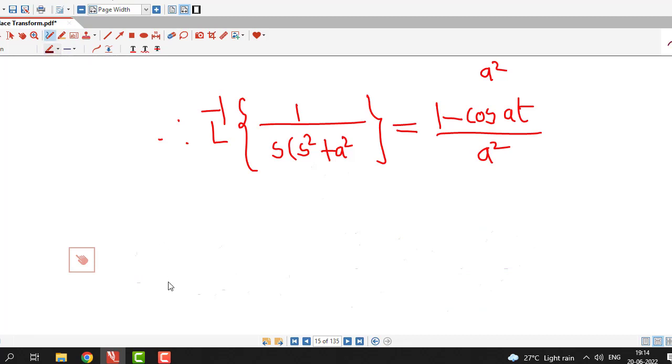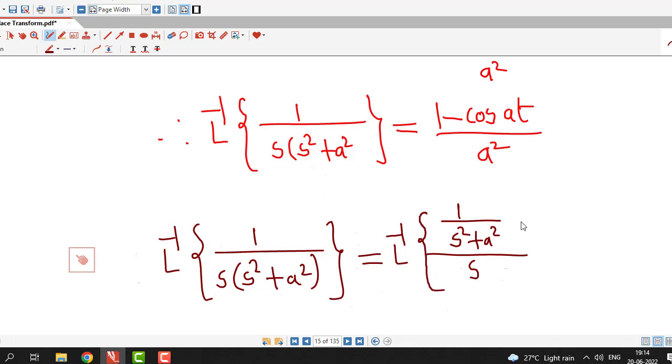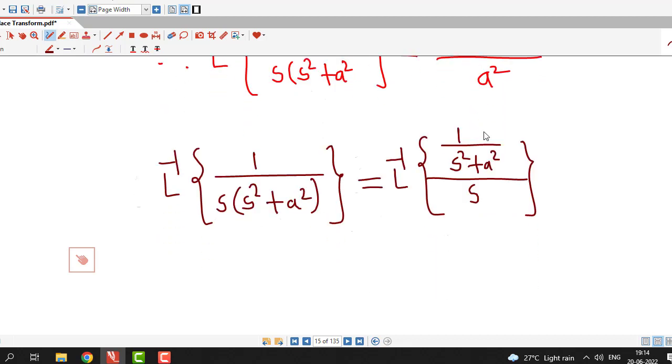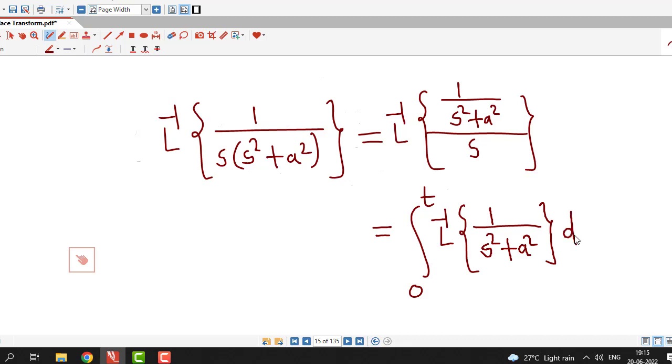What we have done simply here is integrating the inverse Laplace transform of f of s. If you understand it in this way, first I have to write my function as f of s divided by s. So you can see I am rewriting my function. Here f of s is 1 divided by s square plus a square. So by the formula, I am taking the integral of the inverse Laplace transform of 1 divided by s square plus a square with respect to u.